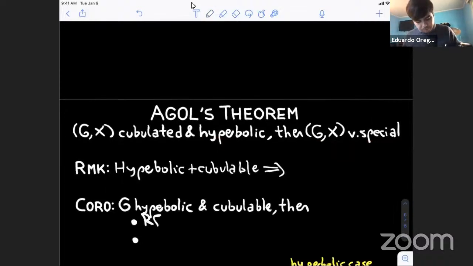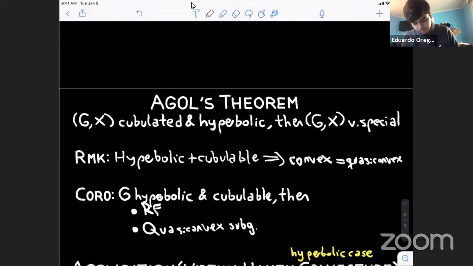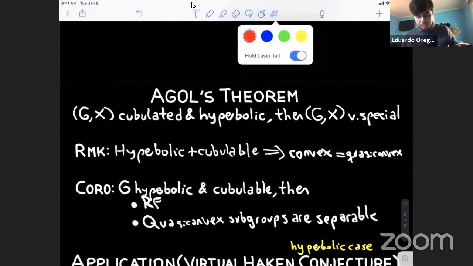So the first consequence that we should know is that these groups are virtually torsion-free, which is really nice. Remember, it's still open whether all hyperbolic groups are residually finite. So this implies that the class of hyperbolic cubulated groups is a really nice class. And we saw that this is a really rich class of hyperbolic groups that are residually finite. And also recall that for hyperbolic cubulated groups, being convex in terms of the cubical structure is the same as being quasi-convex in terms of the coarse geometry. So this implies that quasi-convex subgroups are separable, which is sometimes enough for getting a really, really strong conclusion.